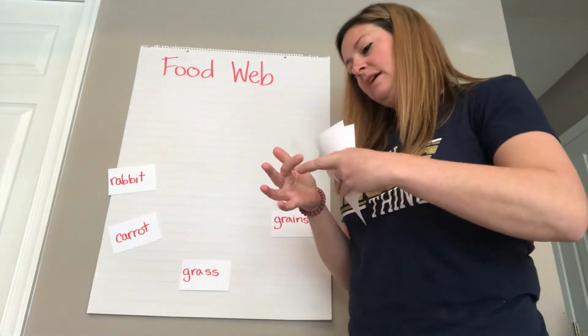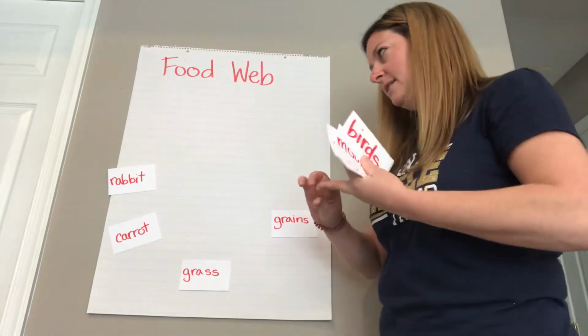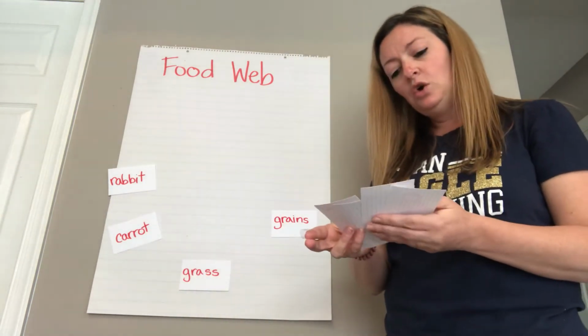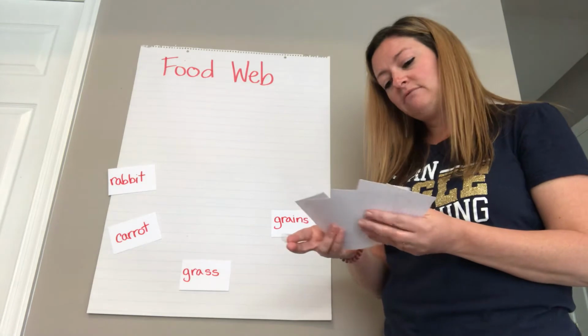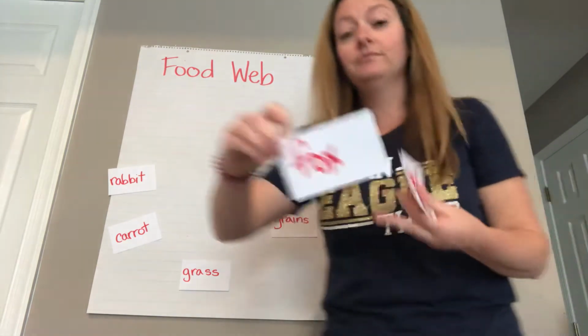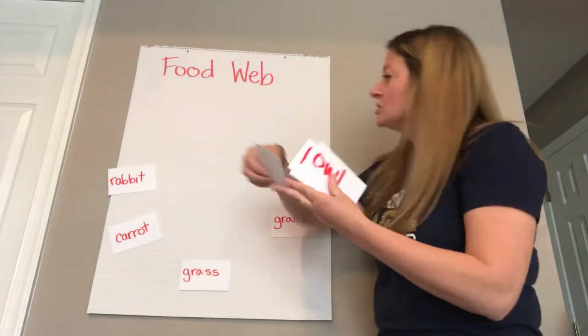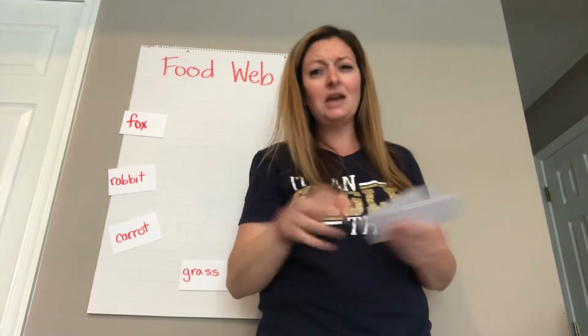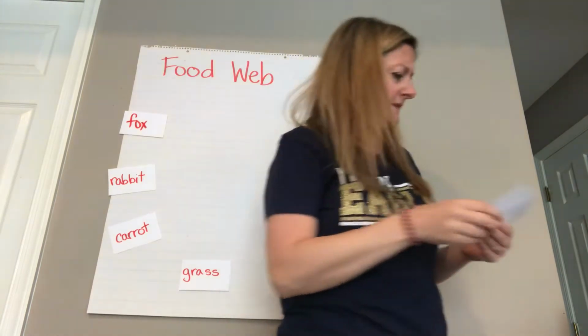Okay. Now, if I look at these animals and I want to continue with just that food chain, I'm going to think, what would eat that rabbit? So it would be a fox. So this would come up right here on top of that rabbit. Okay, if yours is set up similar to this, that's fine.